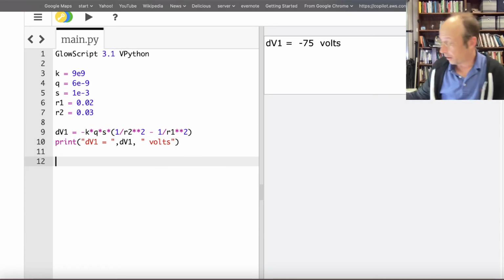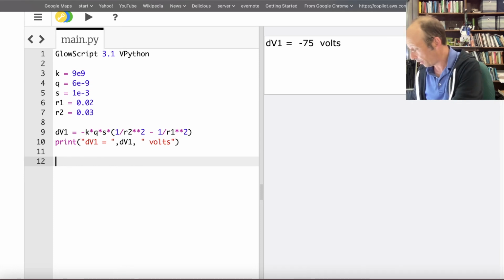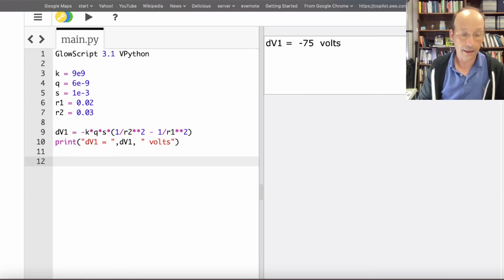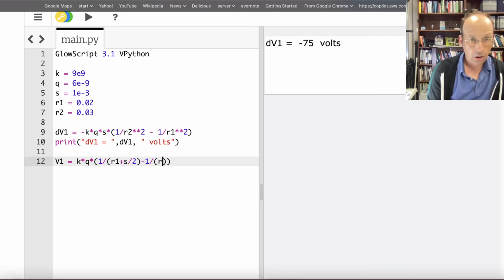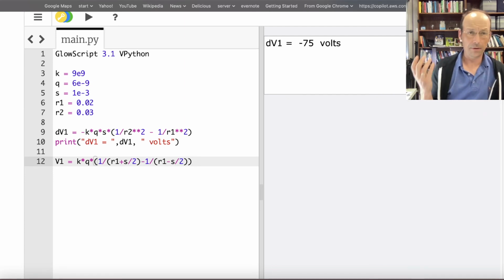Okay, so now I'm going to use my other formula. Where did I put it? I'm going to calculate V1, calculate V2, and calculate the difference between those two. So V1 equals, I'm just going to type in my equation, K times Q times 1 divided by R1 plus S over 2 minus 1 divided by R1 minus S over 2. See, that's not so bad to type in. I'm just typing in the equation I had.